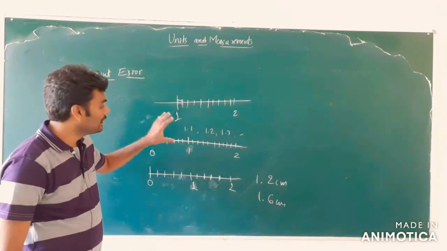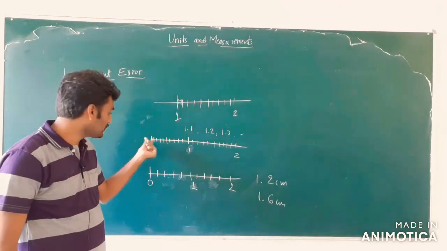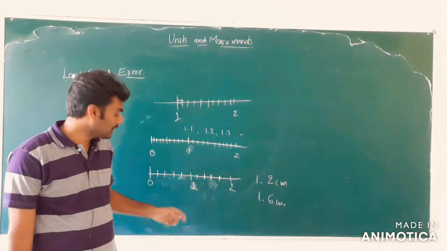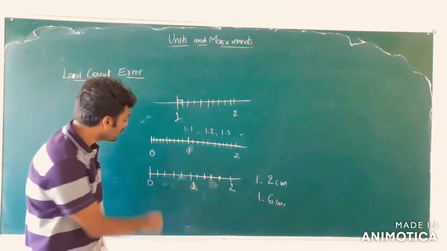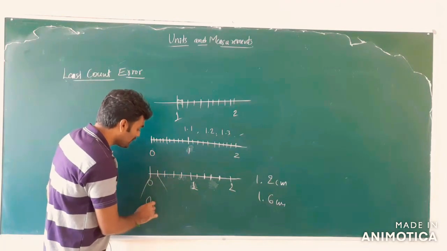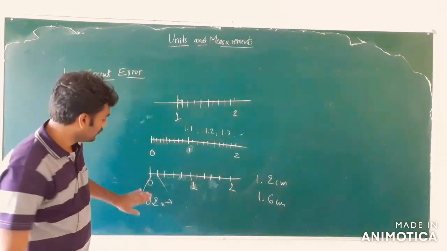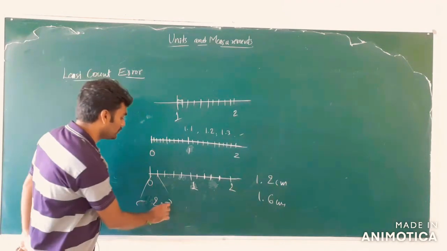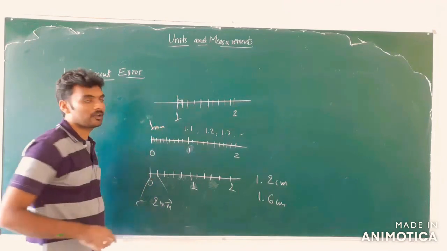So the least count here is 1 millimeter. I can measure 1 millimeter using the scale, but the least count for the tape is not 1 millimeter, it is 2 millimeter, because the least value that I can measure is 2 millimeter for the tape and it is 1 millimeter for the scale.